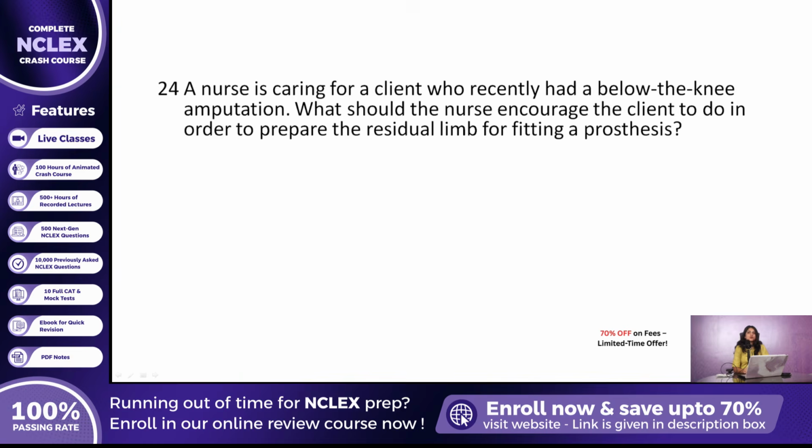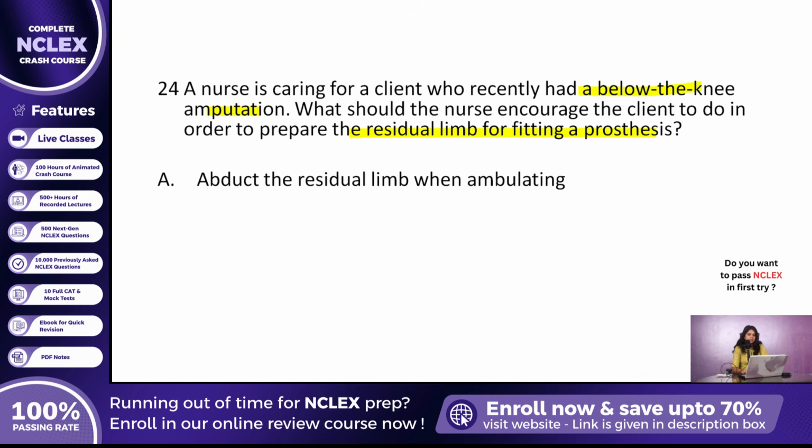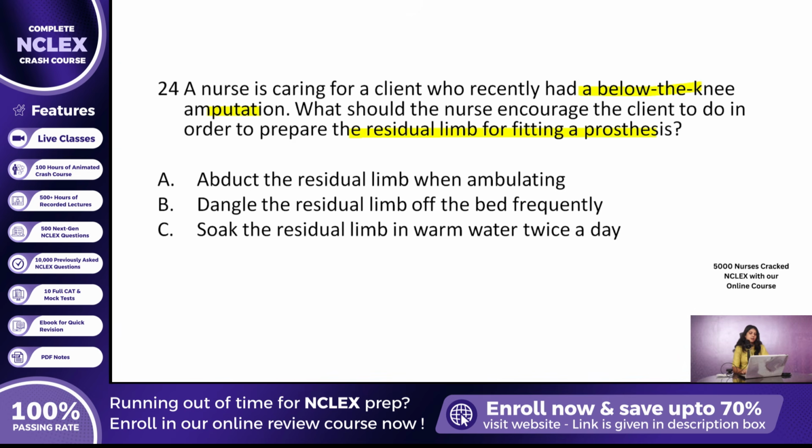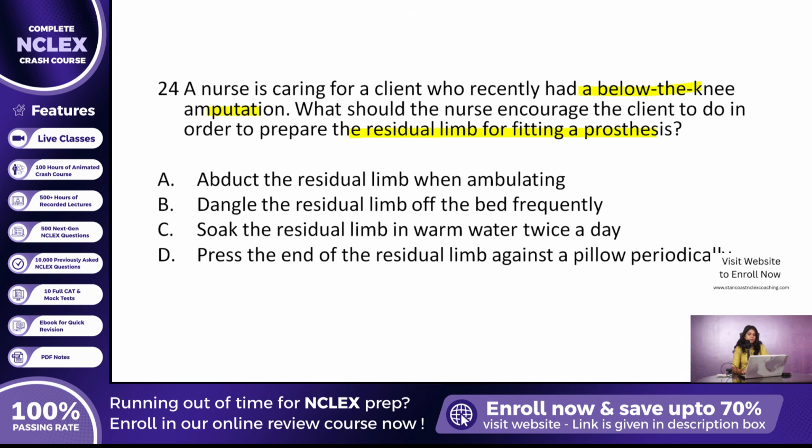Let us now take a closer look at question number 24, which focuses on postoperative care for a client who has recently undergone a below-the-knee amputation. The nurse must educate the client on how to properly prepare the residual limb for future prosthesis fitting. The question asks, what should the nurse encourage the client to do in order to prepare the residual limb for fitting a prosthesis? The options provided are: Option A, abduct the residual limb when ambulating. Option B, dangle the residual limb off the bed frequently. Option C, soak the residual limb in warm water twice a day. And Option D, press the end of the residual limb against a pillow periodically.